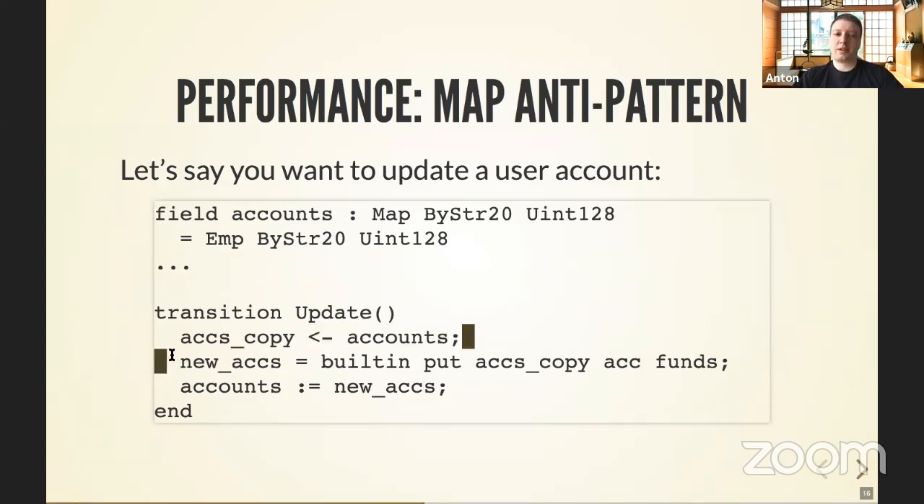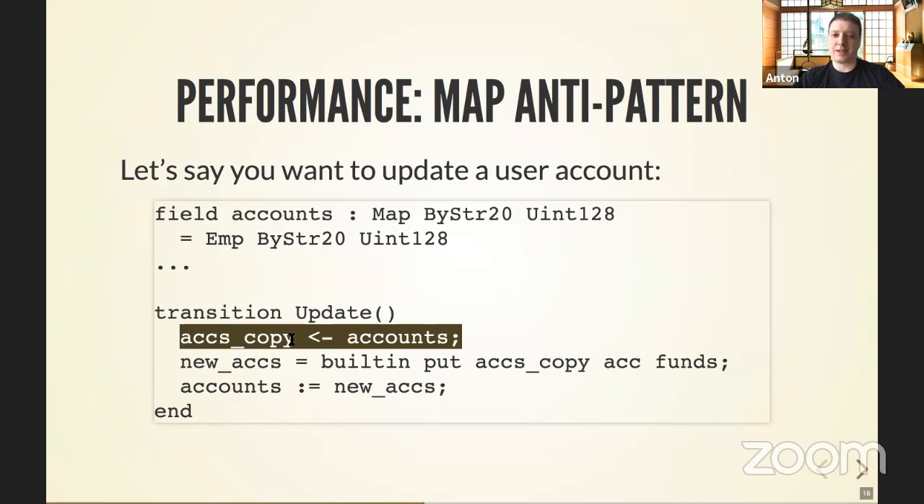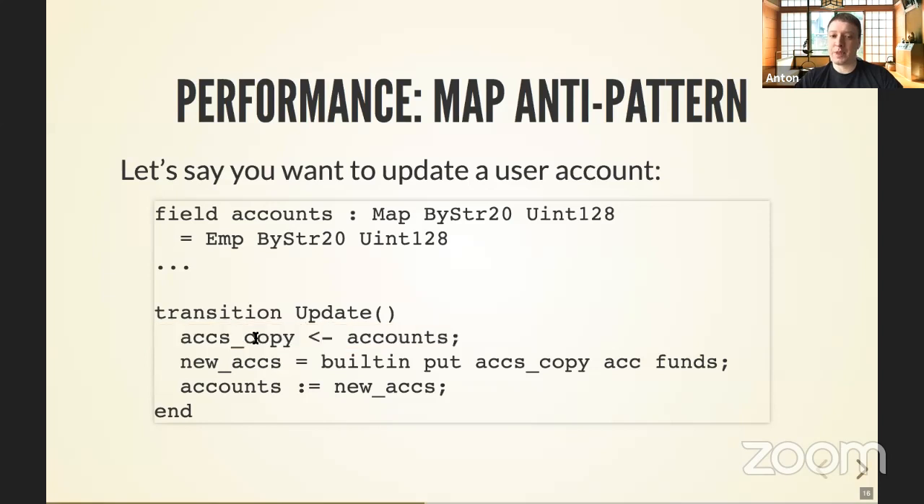And what this line does is it takes the accounts field map and it creates a copy of the whole map, right? And let's say your dApp is handling like a million accounts. That will cost you some gas, right? So you can clearly see this part is clearly an anti-pattern, right?